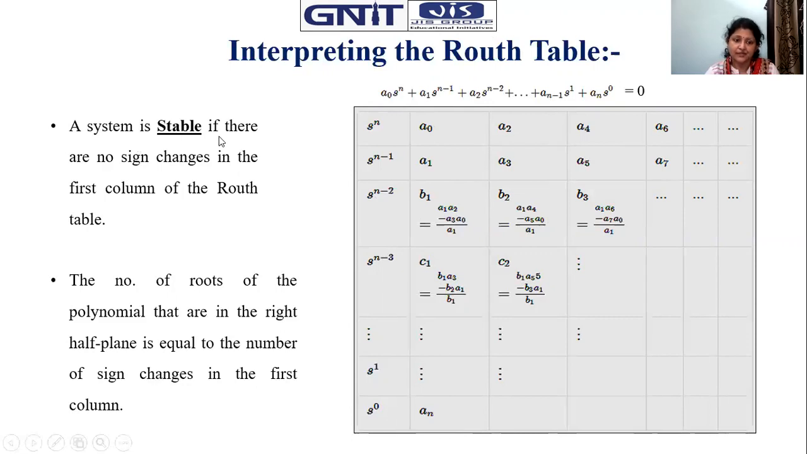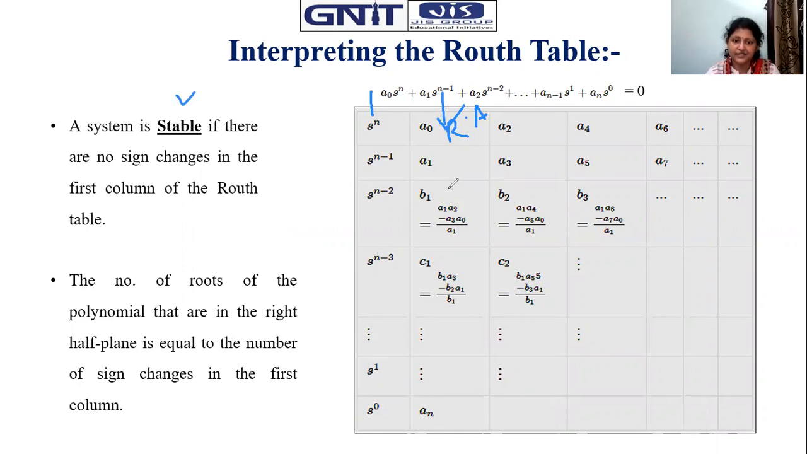A system is stable if there are no sign changes in the first column of the route table. That means this one is basically the first column, which is representing the route array. So the route array entries are A0, A1, B1, C1 up to An. The system is stable if there are no sign changes in the first column. So what should be our observation? We have to look not only at the values but also the sign. If there is no sign change, it's fine, and it will be declared a stable system.